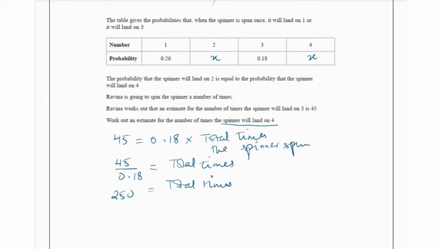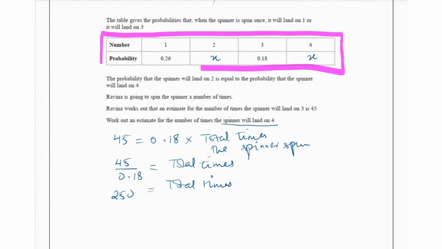For that, we need to find the probability of 4 first. Another thing you need to know is that when you have a table like this and some of the probabilities are missing, to find those missing probabilities, you add up all of the probabilities in the table and put it equal to 1. So 1 equals 0.26 plus x plus 0.18 plus x. The reason why we're adding them up and putting it equal to 1 is because the probability of the spinner existing with these 4 numbers is 1 whole.